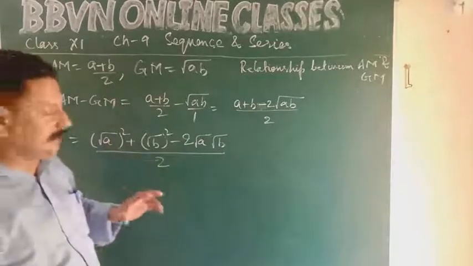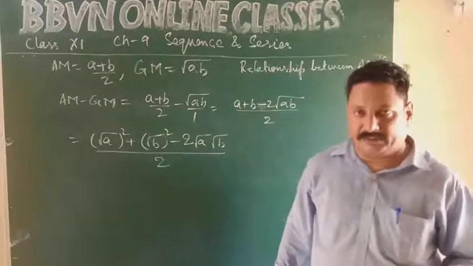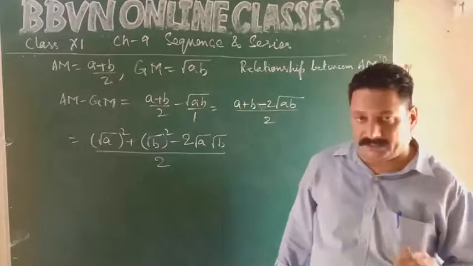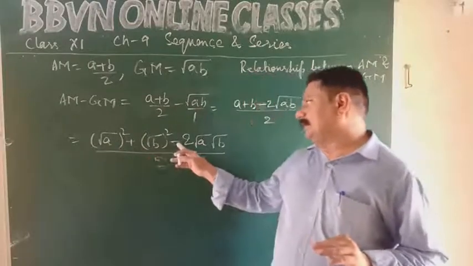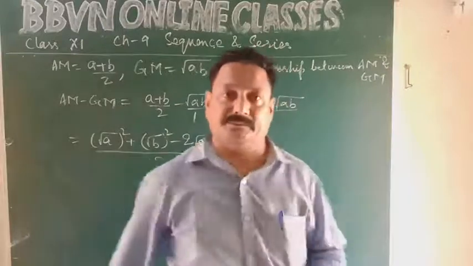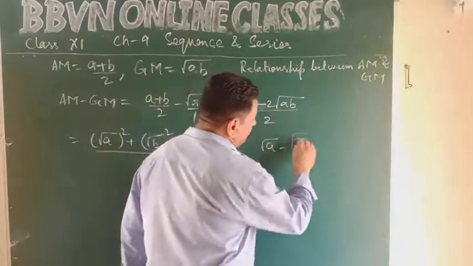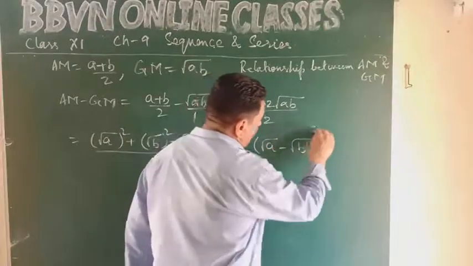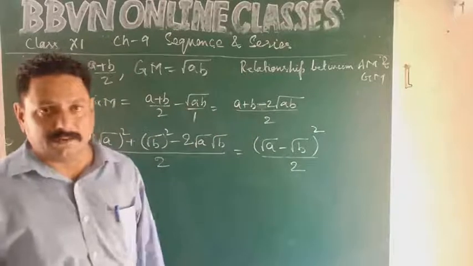Now if you closely observe, under root a can be taken as x, under root b can be taken as y. x square plus y square minus 2xy is x minus y whole square. Right? So it means it is under root a minus under root b whole square upon 2. Right?